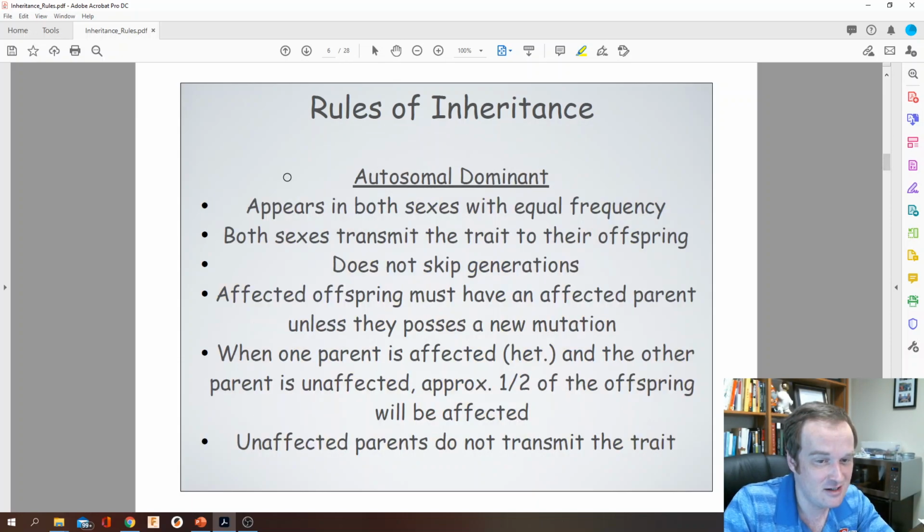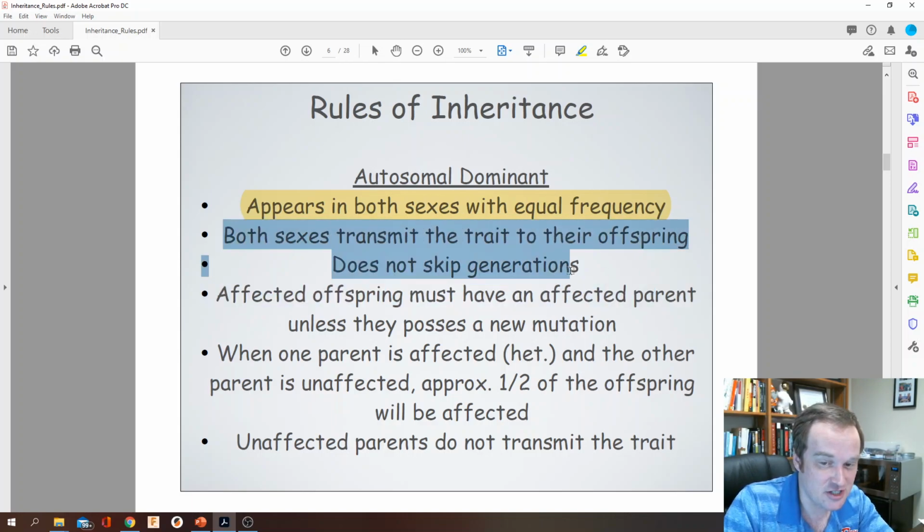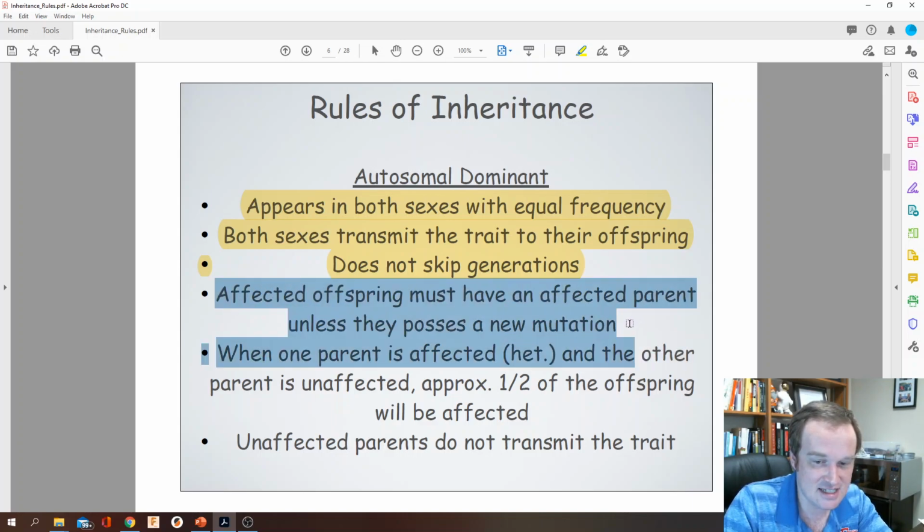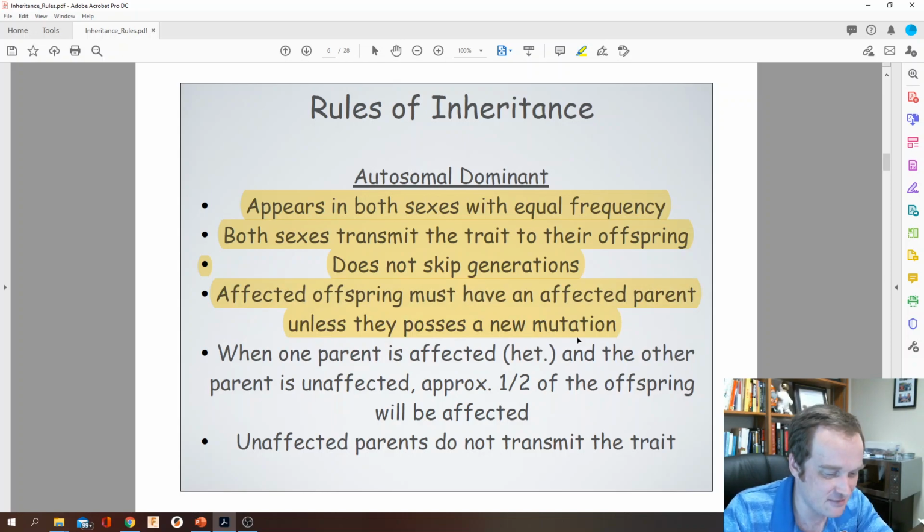So now let's look at dominant. Dominant appears in both sexes with equal frequency. So it's autosomal. It does not skip a generation. So there's no carriers for dominant. If you have a copy of it, you show the disease. It's not like recessive, where a dominant allele can suppress it. If you have a copy of an autosomal dominant gene, you will show that phenotype. So affected offspring must have an affected parent unless it's a new mutation, but I'm not going to give you any examples of new mutations. It's really rare.